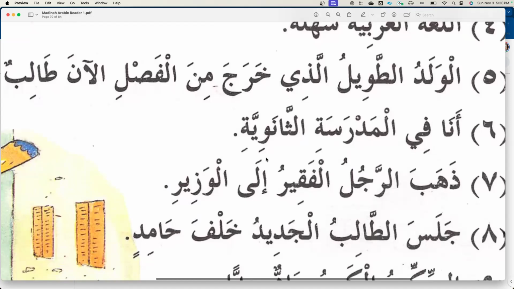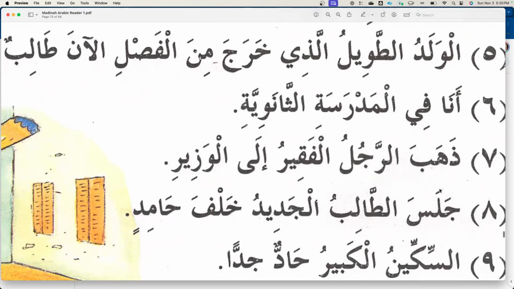أنا في المدرسة الثانوية. I am in secondary school, whatever that means to you. Typically it means high school. That's what it is in Arabic, ثانوي is high school. ذهب الرجل الفقير إلى الوزير.